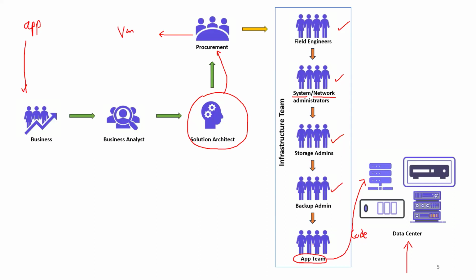And now the application team, whatever code they have developed, they are going to deploy it on top of this data center. So this is the entire end-to-end workflow of an application from scratch to deployment in the traditional working model. In the traditional working model, who is maintaining this data center? Can you guys guess it? Who is maintaining this data center?